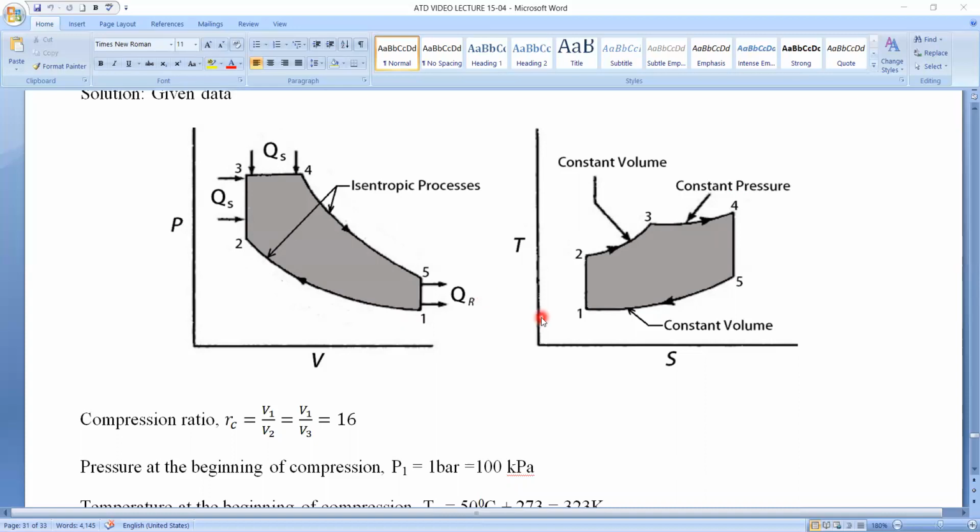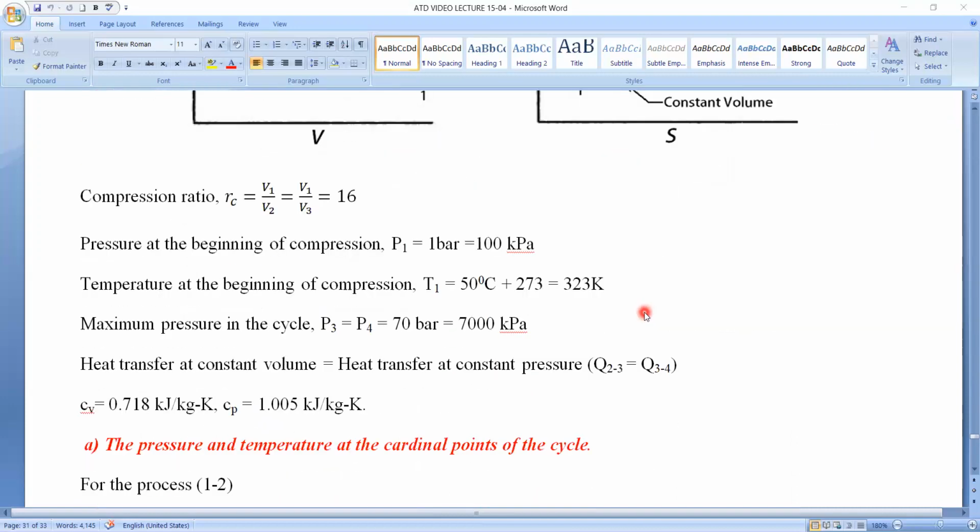Similarly, on the TS coordinates, 1 to 2 is adiabatic compression, 2 to 3 is constant volume heat addition, 3 to 4 is constant pressure heat addition, 4 to 5 is adiabatic expansion, and 5 to 1 is constant volume heat rejection. So you are supposed to draw the cycle on both PV and TS coordinates. Now let us write down the given data.